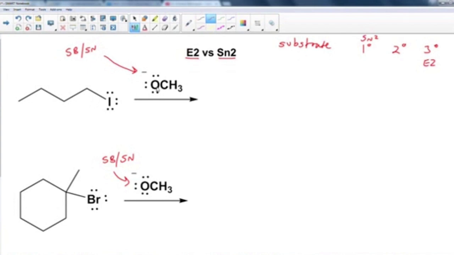Our primary substrate, as you've seen before, primary substrates favor SN2. This guy is a strong nucleophile and also a strong base, but we know that primary substrates favor SN2, and the strong base and strong nucleophile favor E2 or SN2. So this can favor SN2, the easier of the two, and the product that we get here is simply just the removal of the iodine and replacement with the OCH3.